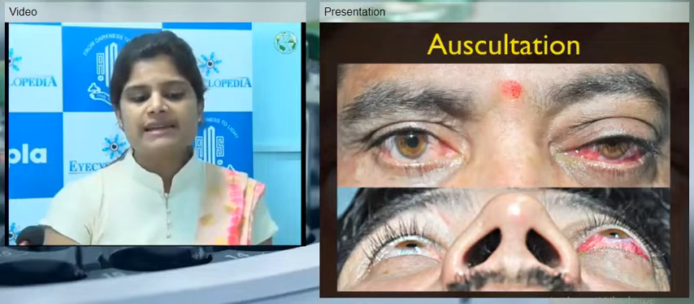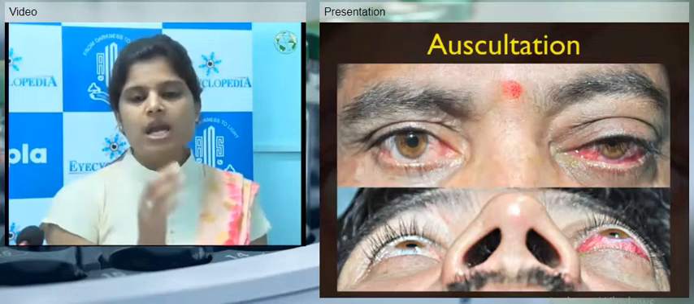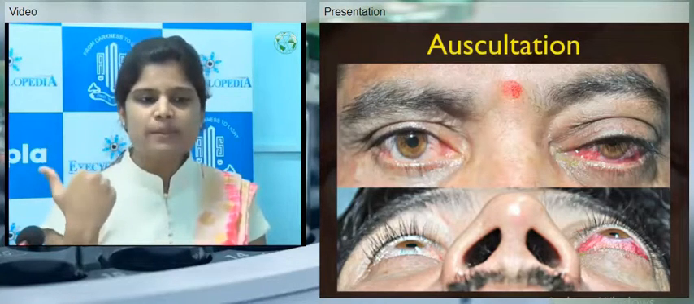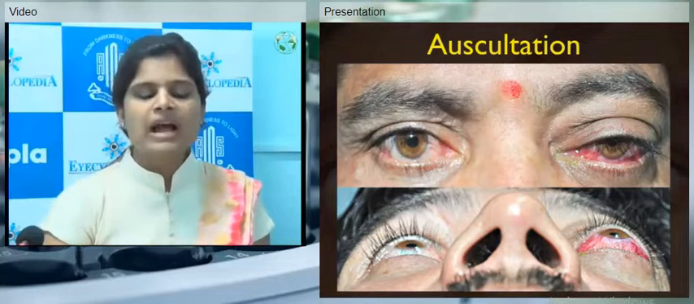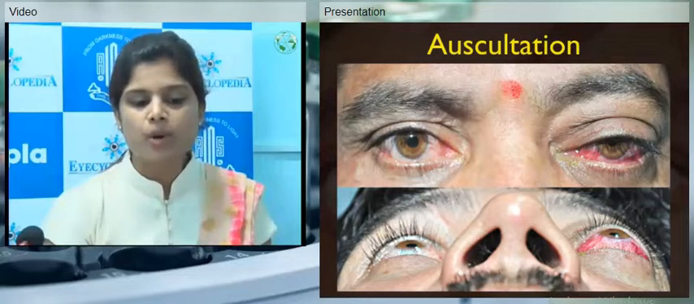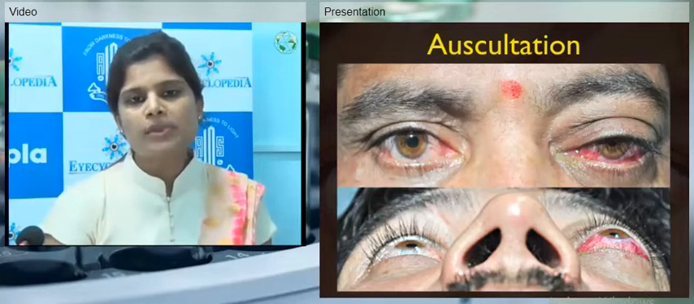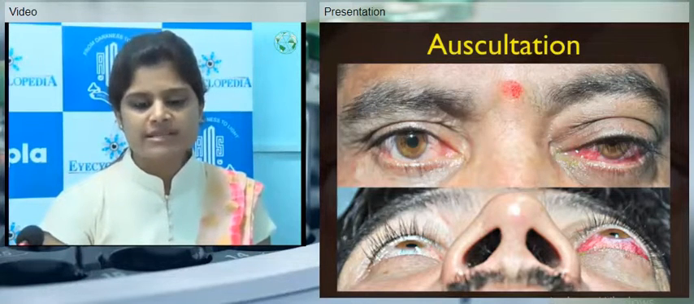The Naffziger sign is: make the patient sit straight and keep looking straight, and the examiner stands behind the patient and looks down towards the patient from above. The eye that looks more prominent, like in this case the right eye, is the eye which has proptosis, which is called the Naffziger sign.